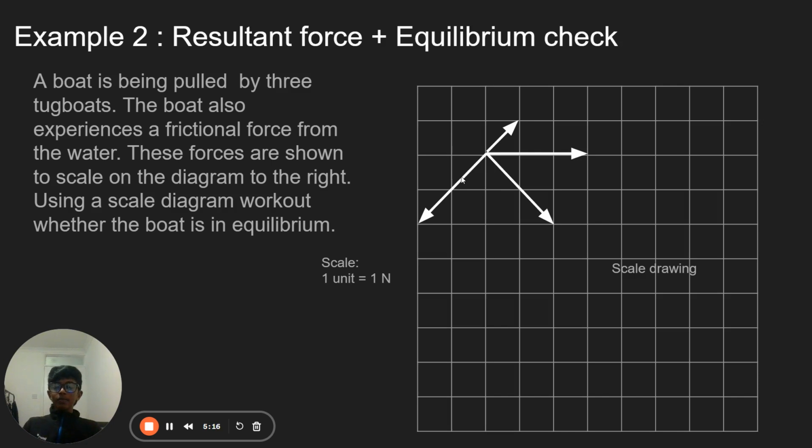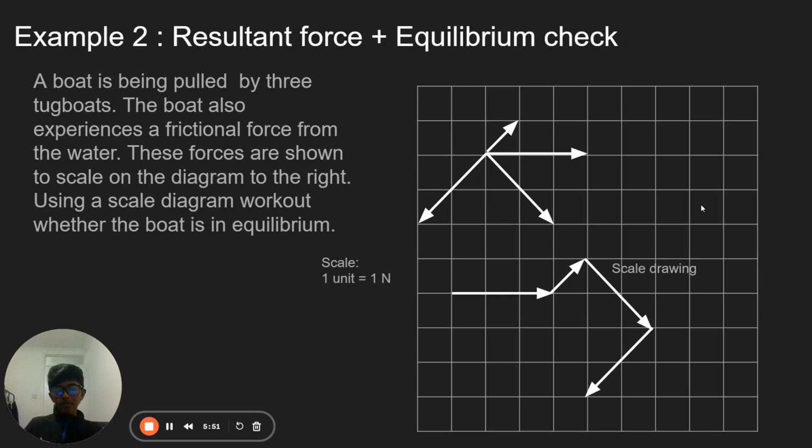Let's put that in a tip to tail order. We're drawing the first force, which is this force. Now drawing the second force in a tip to tail way. The second force is this one. And now we are drawing the third force, which is this. And then we are drawing the last force, which is right here. As we can see, this figure right here is not closed. If the figure is not closed, it means that the forces are not balanced and the object is not at equilibrium. Therefore, in this case, the boat is not at equilibrium.